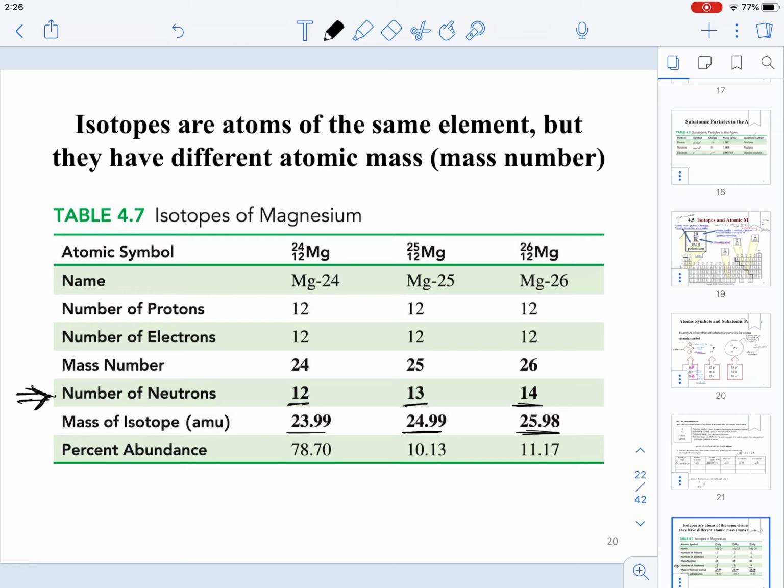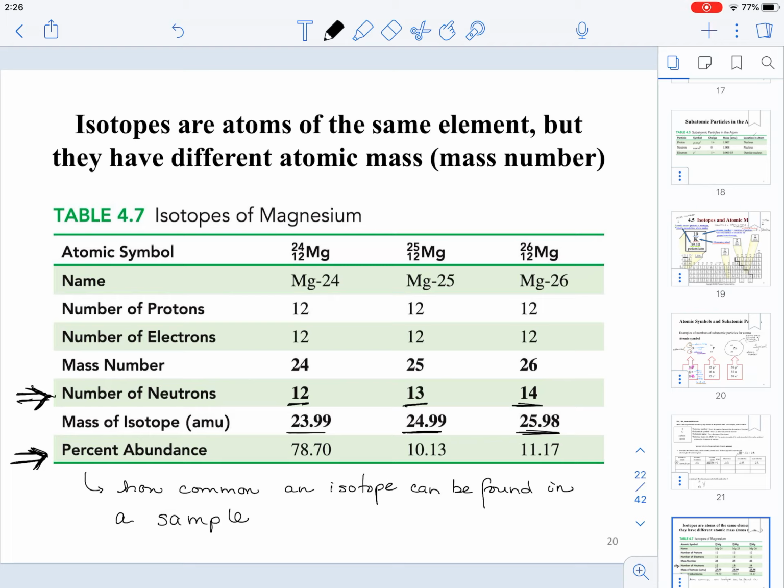The other point of difference between them is going to be the percent abundance. And the percent abundance basically represents how common an isotope can be found in a sample.